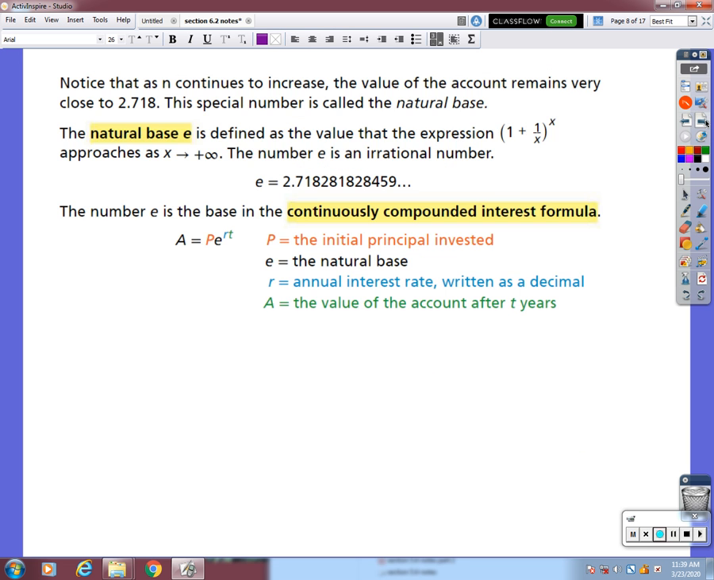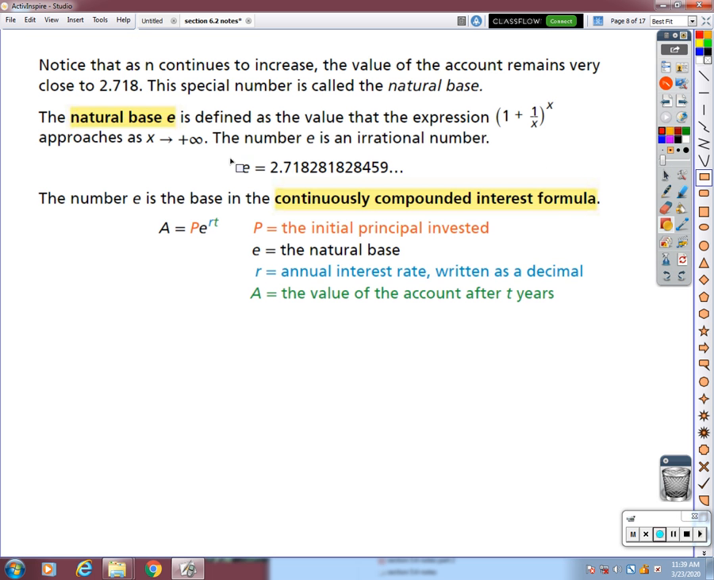Anyway, so you can see those are getting closer and closer to a particular value, which is what we call the natural base, or e.